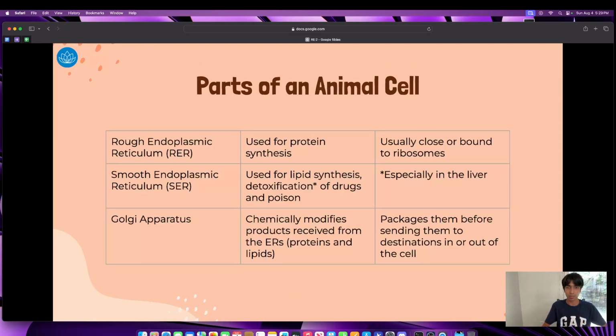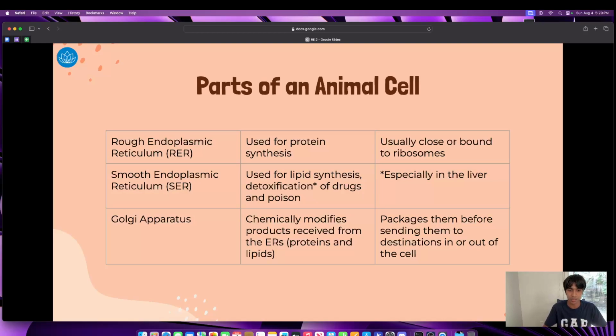So here are more parts of an animal cell. The rough endoplasmic reticulum is used for protein synthesis, and it's usually close or bound to ribosomes. And the SER is used for lipid synthesis and detoxification of drugs and poison, especially in the liver. So you can see how important this is. Imagine having poison inside your liver. The SER is really important for detoxifying that.